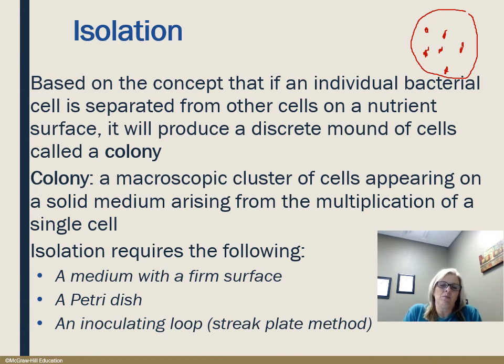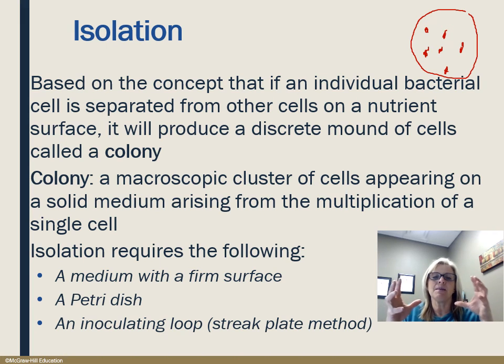That is a colony, and we can assume that those have, if we have done our techniques correctly, grown from a single individual bacterium. This is important, one, to isolate pure colonies. Two, we can count colonies and estimate the size of the infection, which is really important because that can determine the type of treatment, amount of treatment, and duration of treatment.